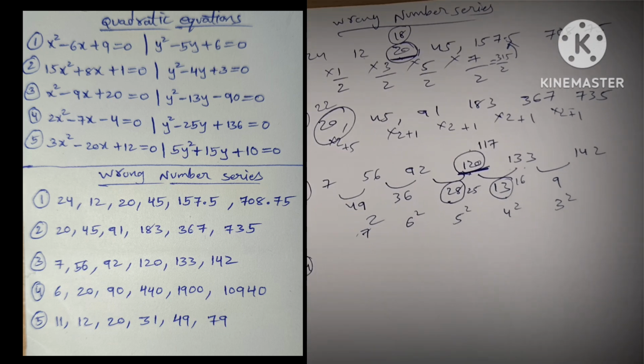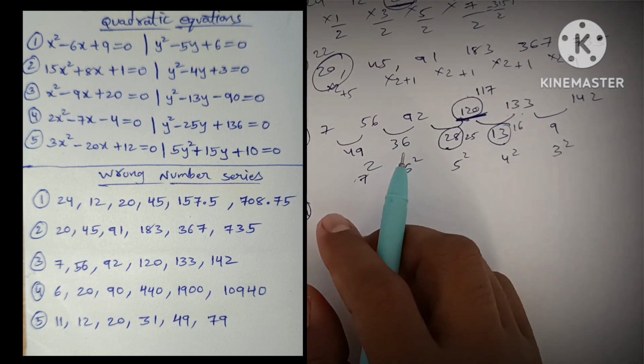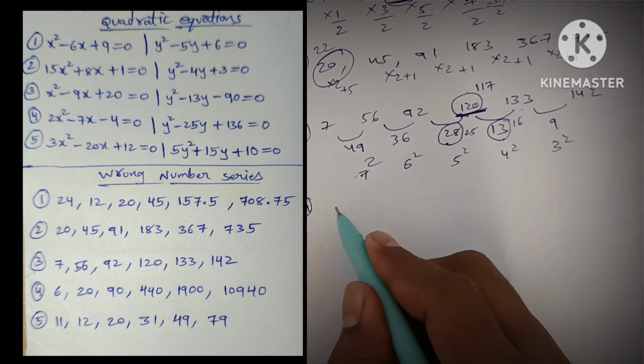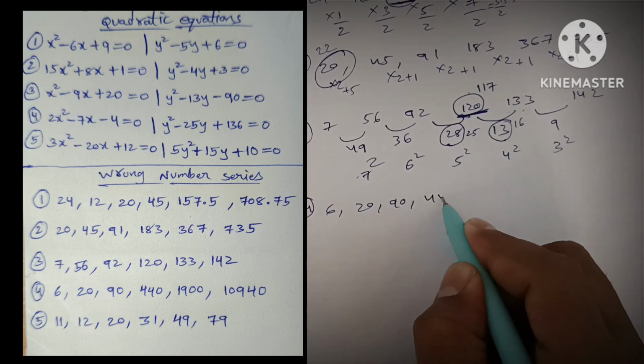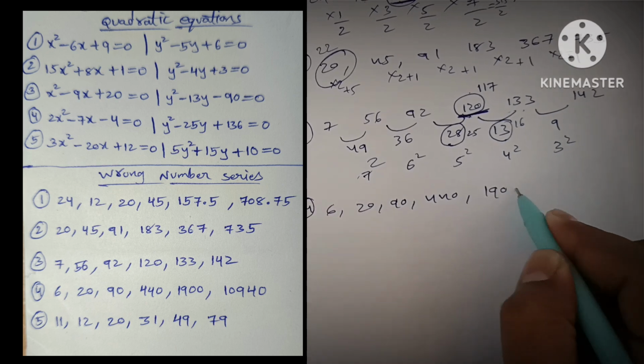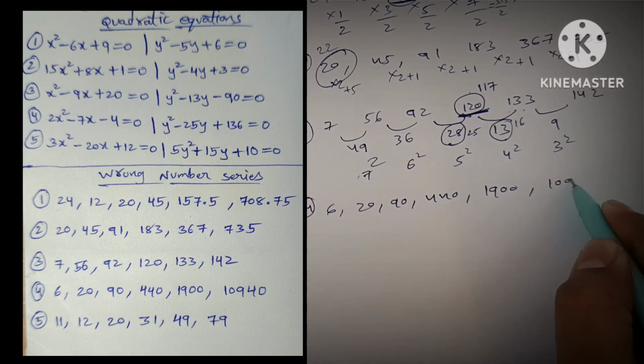Fourth one: 6, 20, 90, 440, 1900, 10940.